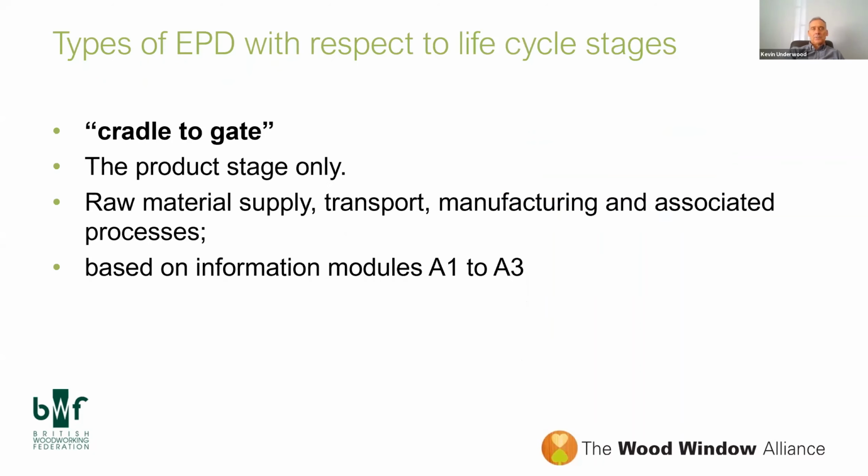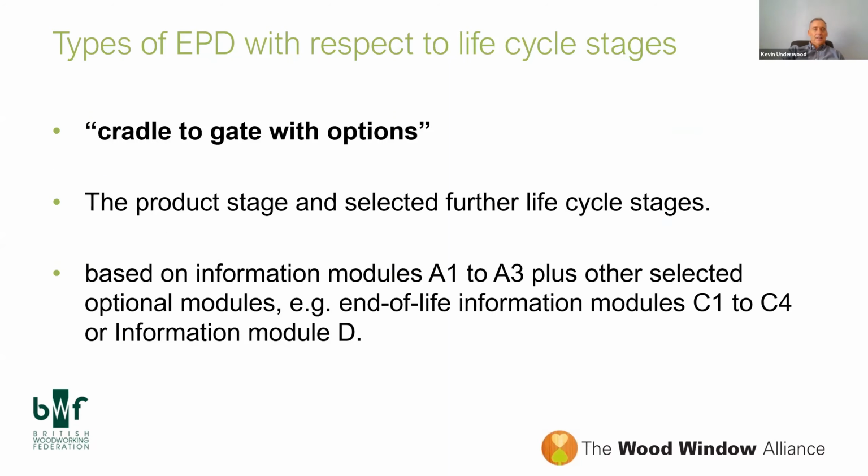So we focused primarily on cradle to gate EPDs. This is the product stage only. It looks at raw material supply, transport, manufacturing and associated processes, and is based on modules A1 to A3 in 15804. The next type of EPD is cradle to gate with options. This is the product stage and selected further life cycle stages. It is based on modules A1 to A3 plus other selected optional modules, e.g. end of life information C1 to C4 or information module D.